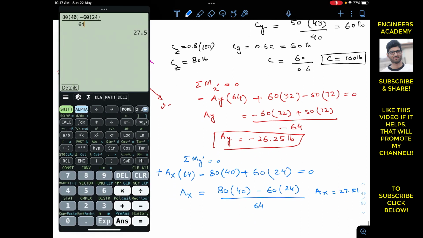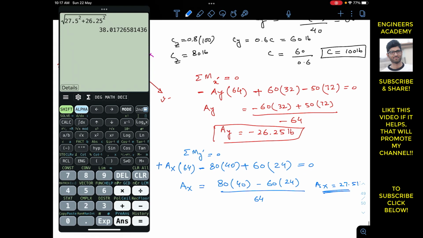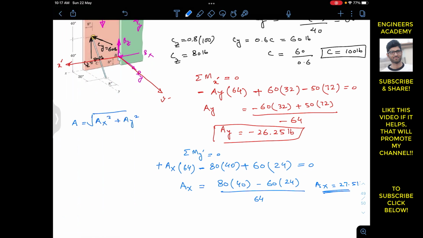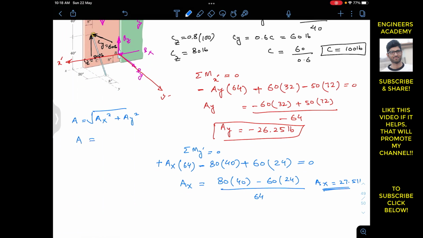So now Ax is known. This is Ax, which is 27.5 pounds. So this is 27.5 square plus Ay square, which is 26.25 square. So this gives us the resultant reaction at A equals approximately 38. So A is equal to 38 pounds, and this is acting in the xy plane.